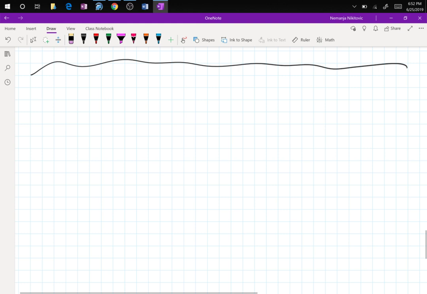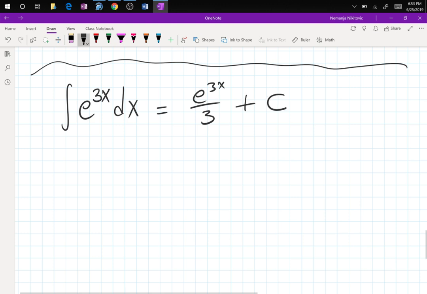Let's see something. e to the 3x dx. You had to memorize this formula, so you should know the answer just by looking at this right now. Yes, e to the 3x over 3. It was? Is that right? e to the 3x over 3 plus c.